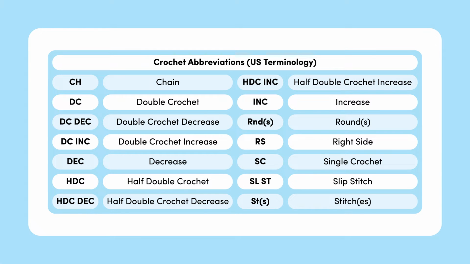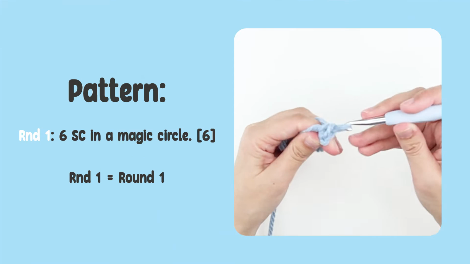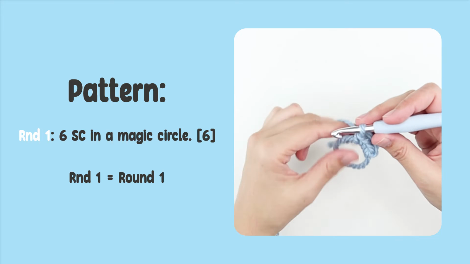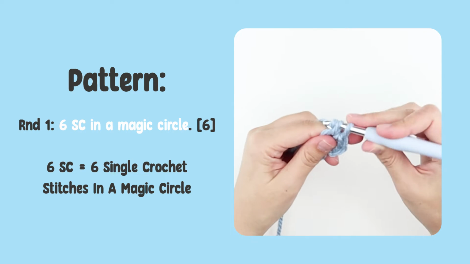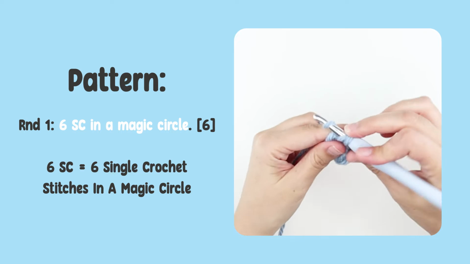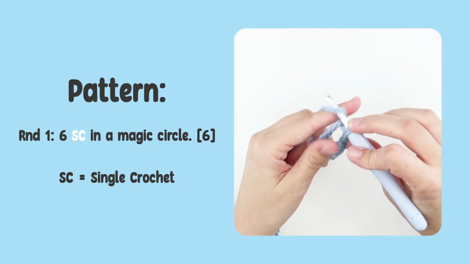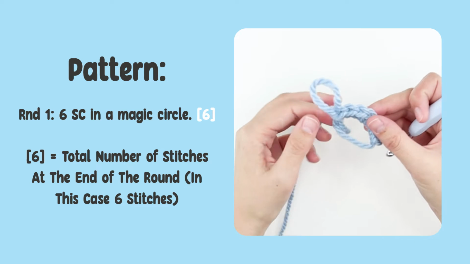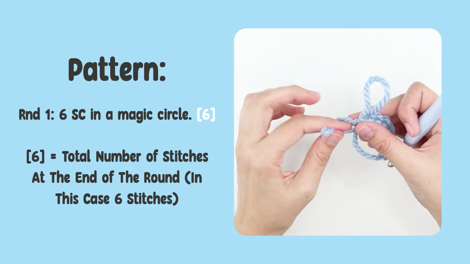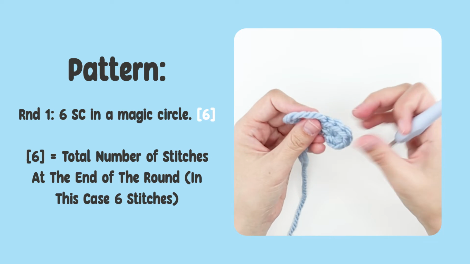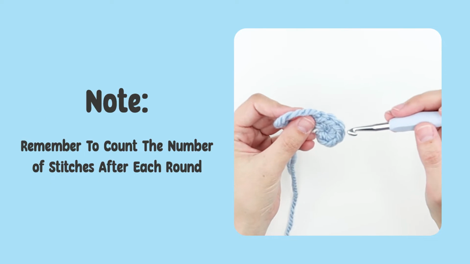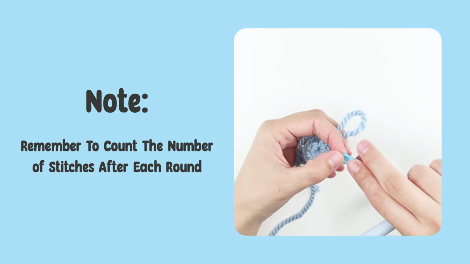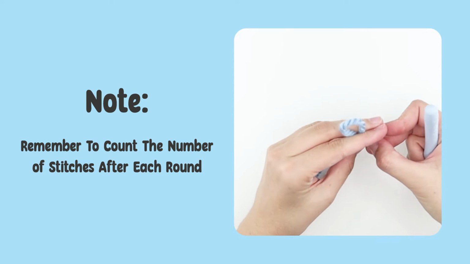Now that you understand the basic abbreviations, let's look at a crochet pattern created by the Animal Crochet store. RND1 means round 1. 6SC in a magic circle means we need to make 6 single crochet in a magic circle. Remember, the abbreviation SC refers to single crochet. The number in the square bracket shows the total number of stitches you're supposed to have at the end of the round. In our scenario, it's 6 stitches. Make sure to count your stitches after each round, so if you make a mistake, you just need to remake just one round, instead of remaking the whole piece.